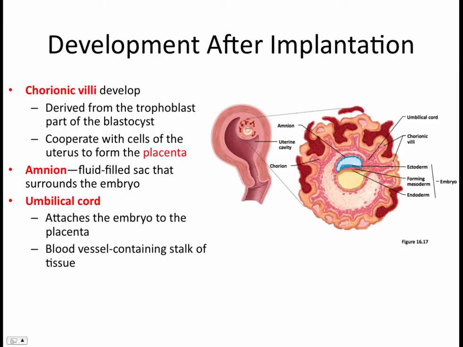Development after implantation. If we look at that blastocyst, that trophoblast region of the blastocyst will eventually develop into the chorionic villi, which is going to cooperate and combine with cells of the uterus to form the placenta. And this placenta forms a barrier between the mother and the developing fetus. If you recall, there's only one antibody that can cross from the mother to the fetus, and what was that? That IgG. And that prevents any cross-immunoreactivity between that mother and fetus.